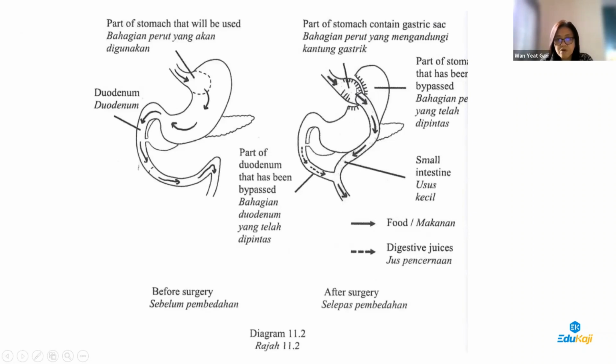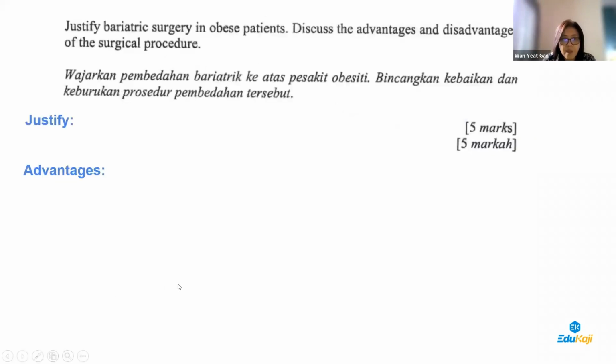So the portion of the stomach has become smaller and it is connected straight to the small intestine, which means that this part of the duodenum is not being used. It has bypassed this part. Okay, so justify bariatric surgery in an obese patient. Discuss the advantages and disadvantages of the surgical procedure.